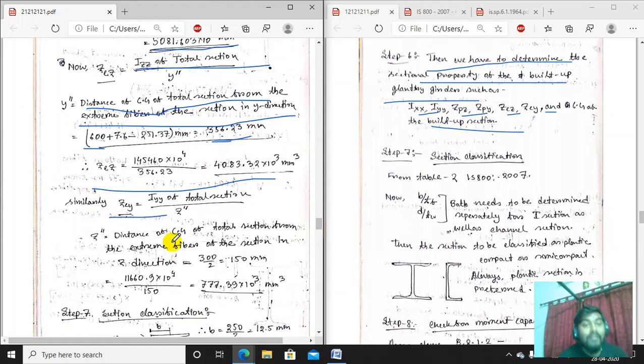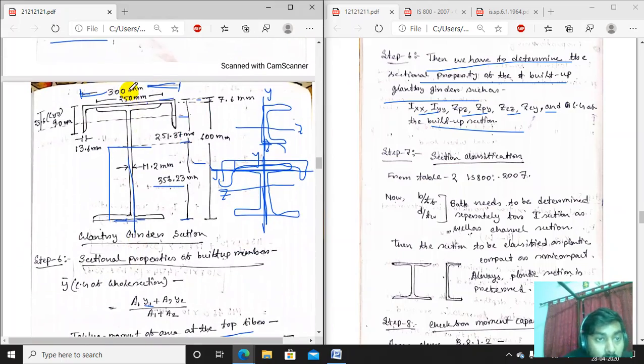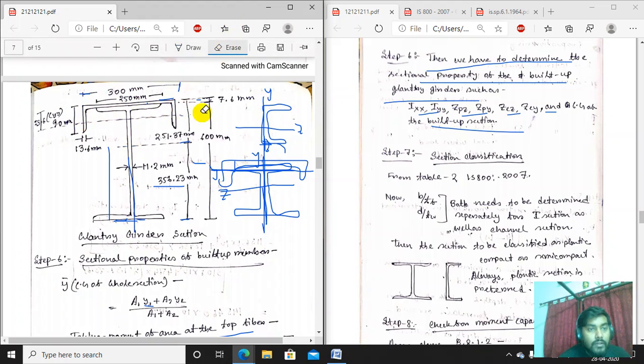Similarly ZEY. Now when we are calculating the ZEY, what is the y axis? This is the y axis CG. What is the extreme fiber? It may be that, it may be that, any of that. Let us erase some of that. Okay, now it will be clear. So this is the actual y CG of the section. So this is the maximum fiber. So from here to here, this is the distance of the extreme fiber. It is generally 300 by 2.